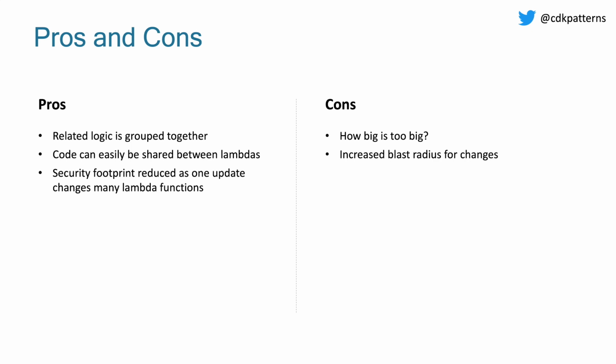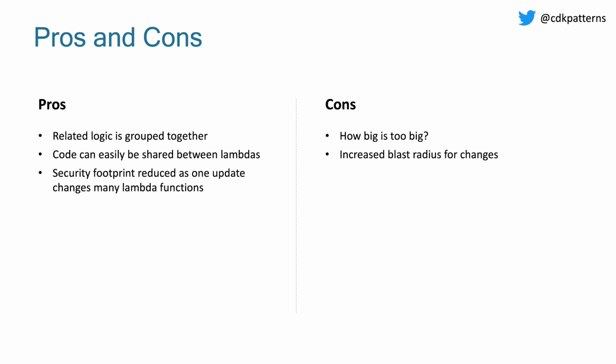Now, it's not all pros. There are cons. So the first one is how big is too big? Every lambda has the code for every other lambda that's in this file. Now, size is the biggest problem with lambda functions today. The bigger your lambda gets, the slower it will start, the longer it will take to process, the more it will cost. So you really need to be careful with the Fat Lambda as to how much code you group together. But it's something that you can monitor and break out as you need.